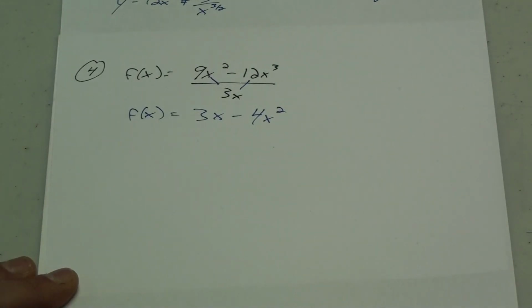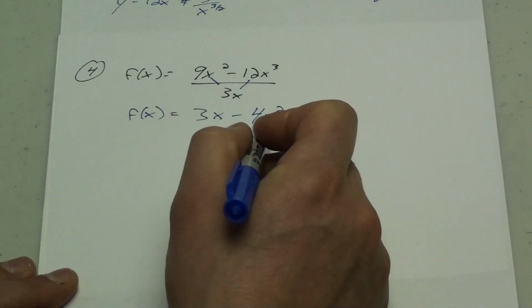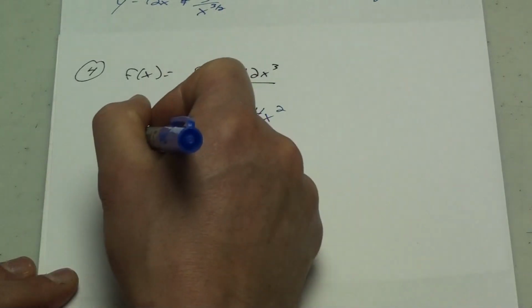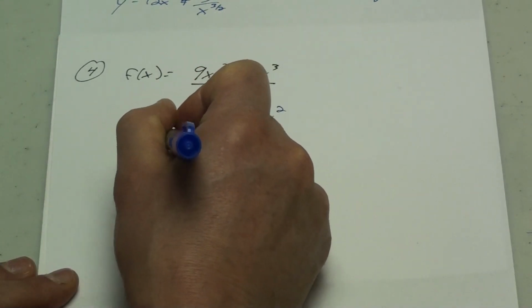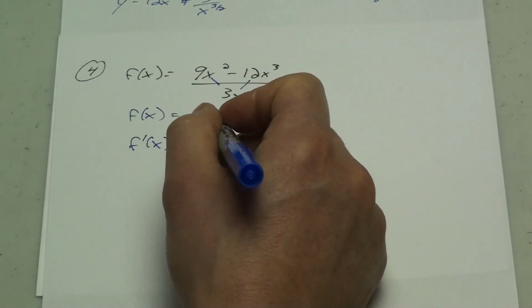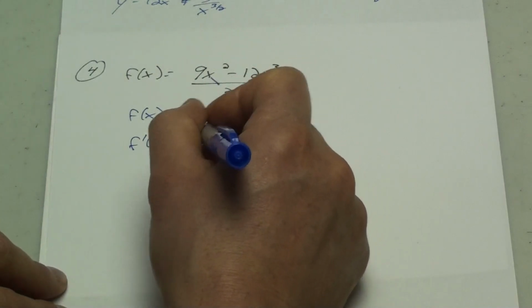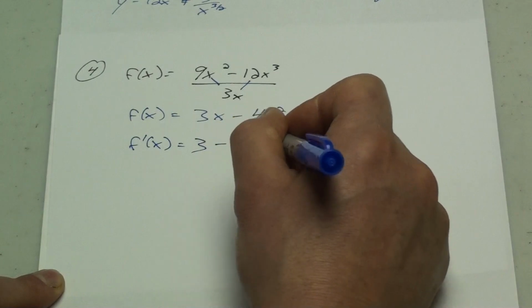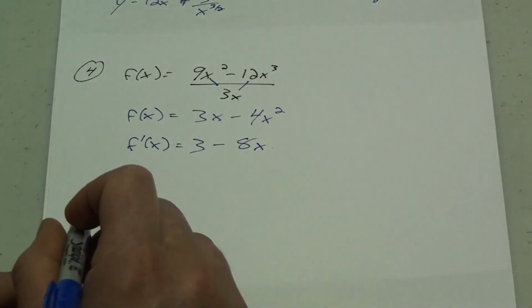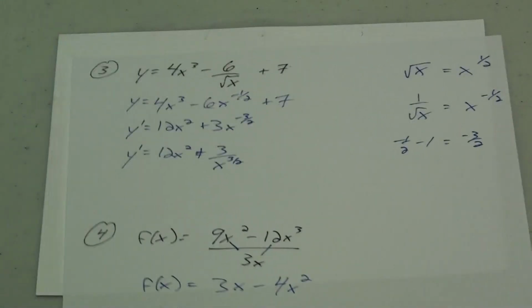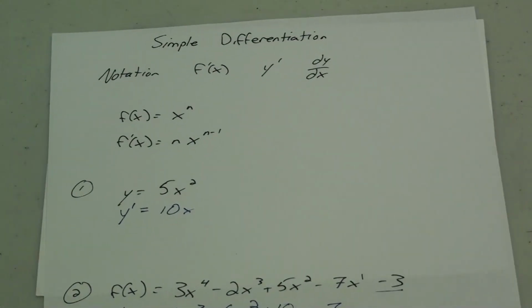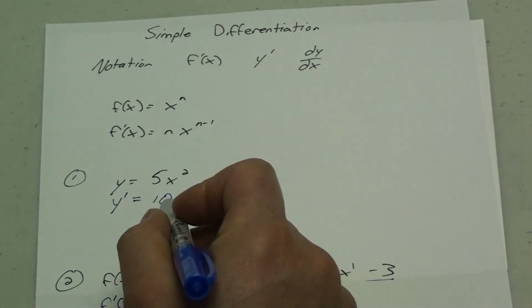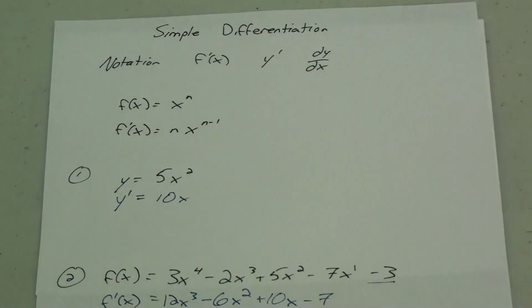Now that I have it in individual terms, I can actually take the derivative of this. So my derivative: multiply and then reduce the exponent by 1, it just becomes 3 minus 8x. And there's the derivative of that. So this is a quick lesson on simple differentiation. You bring your exponent in front, multiply it, and reduce the exponent by 1. Thank you very much.